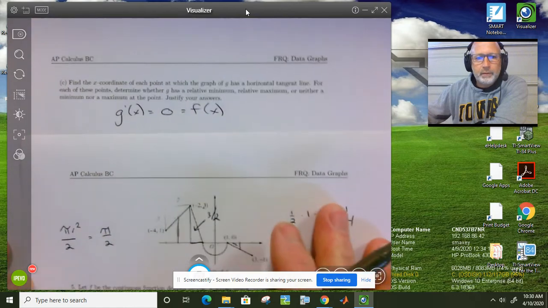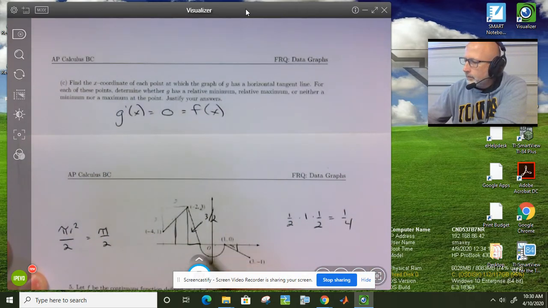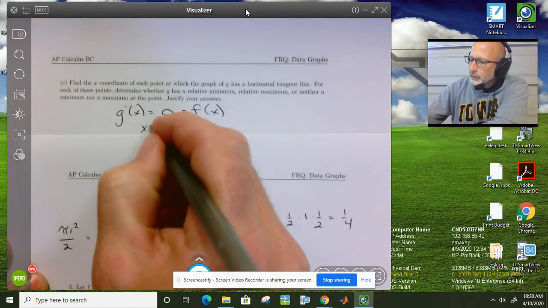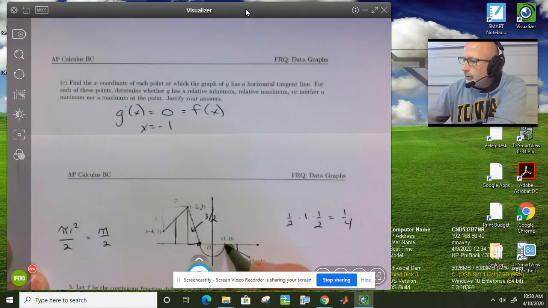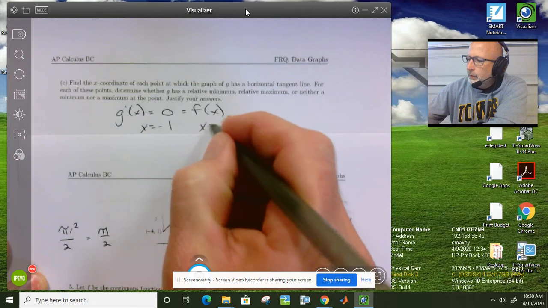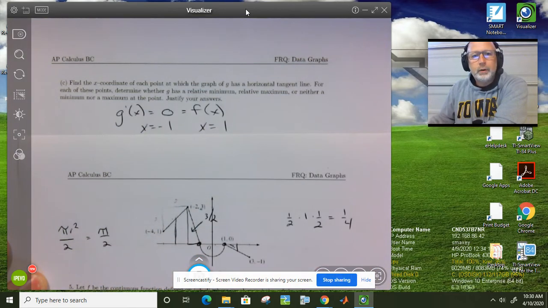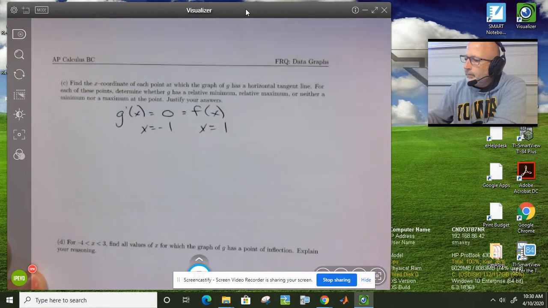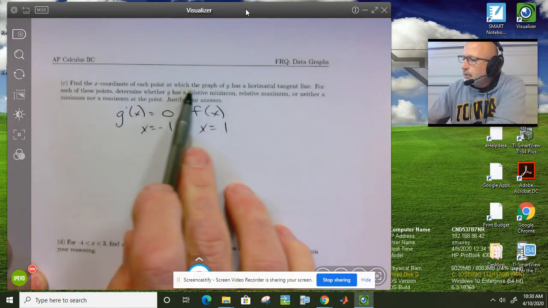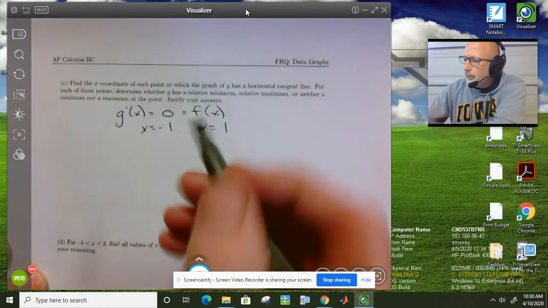So this is the graph of f of x, and if you notice, f of x is equal to 0 here at negative 1. So you have x is equal to negative 1, and you also know it's equal to 0 at x is equal to 1, because there's two different places where f of x is equal to 0. So find each x-coordinate at the point which the graph has a horizontal tangent line. Boom, found them.